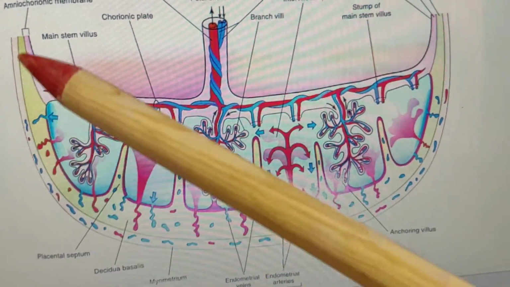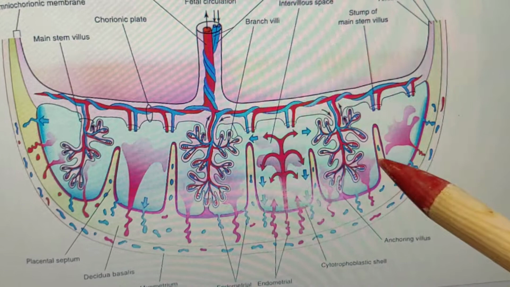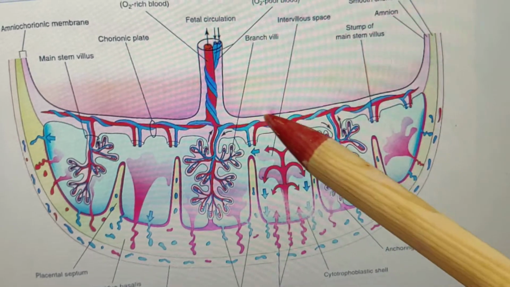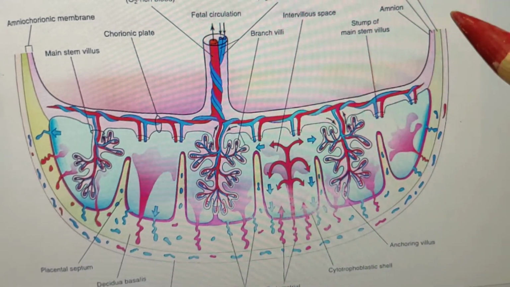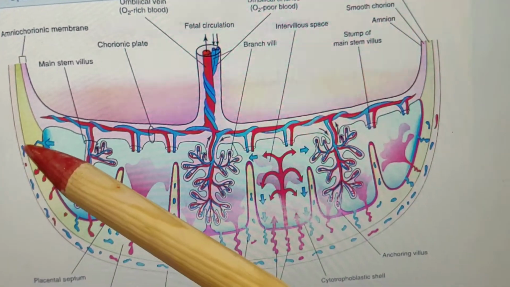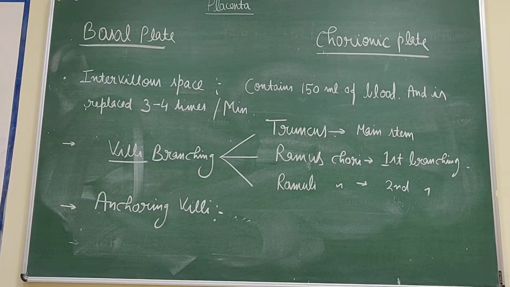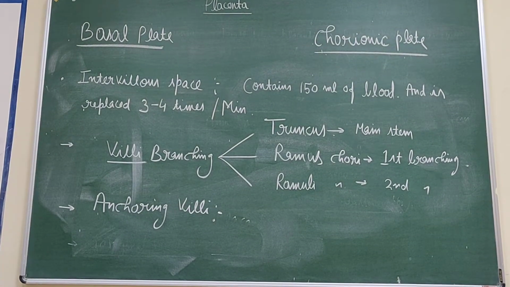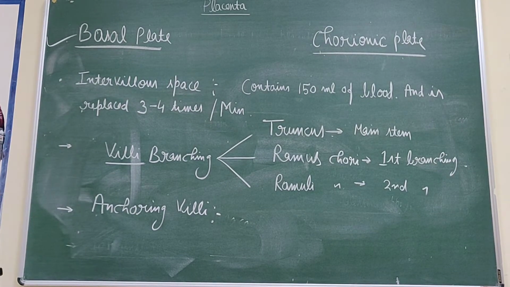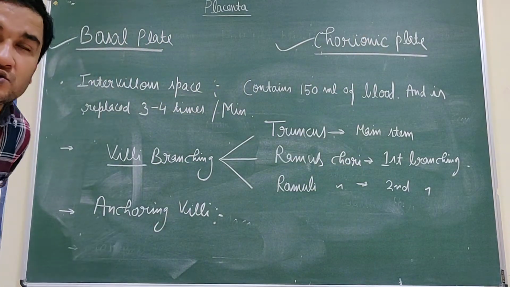So this is the section of the placenta in which we have seen the various structures. Now if you see this outermost layer, it is the amnion. This is the amnion, and then it is the chorion, and then it is the decidua parietalis. Finally, after seeing the diagram, we have to understand it is the basal plate. It is the plate towards the mother side, and this is the chorionic plate, the plate towards the fetal side.